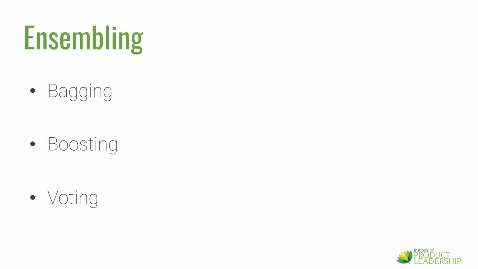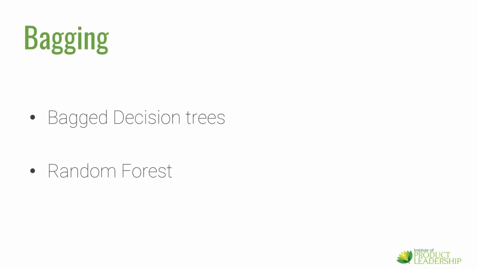Three types of ensembling techniques which we will discuss are bagging, boosting and voting. Bagging creates multiple sets of training data sets from a given dataset by using a statistical sampling technique called bootstrapping, where each training set should be of the same size as the original training set with n records.